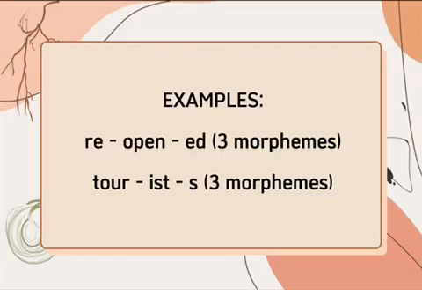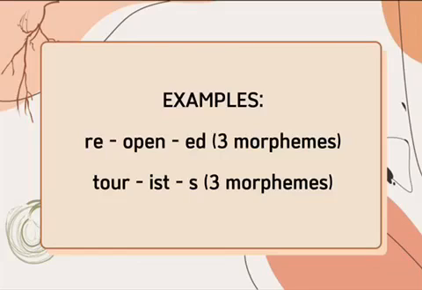For example, we have reopened. Reopened has three morphemes, which are re, open, and ed. Re is a minimal unit of meaning, which is again. Open is the minimal unit of meaning, and ed is the minimal unit of grammatical function that indicates past tense.